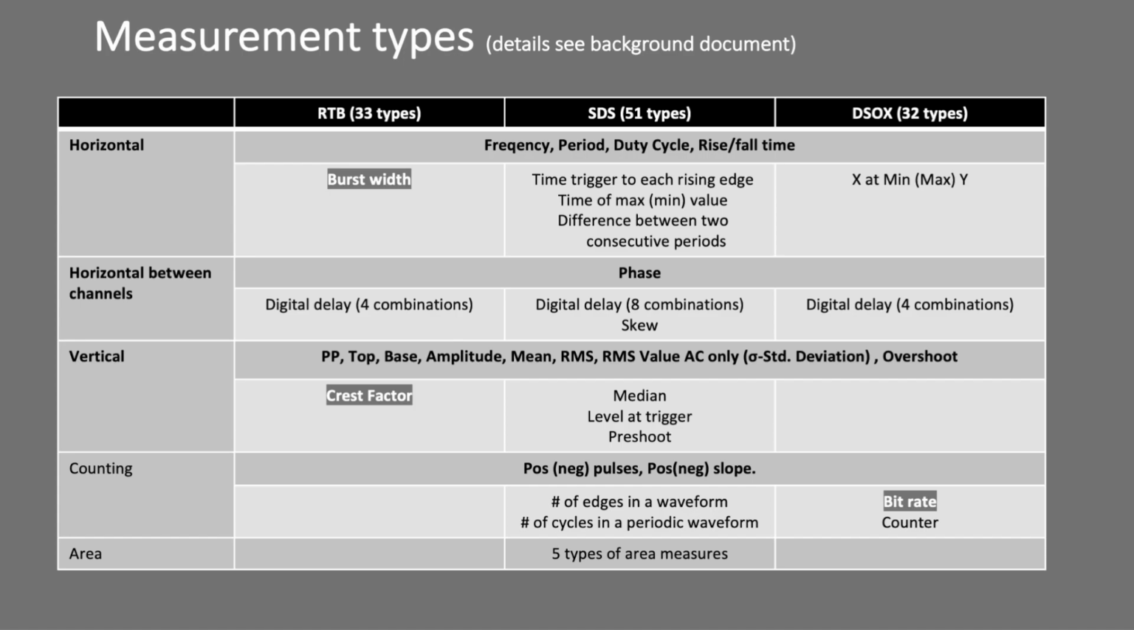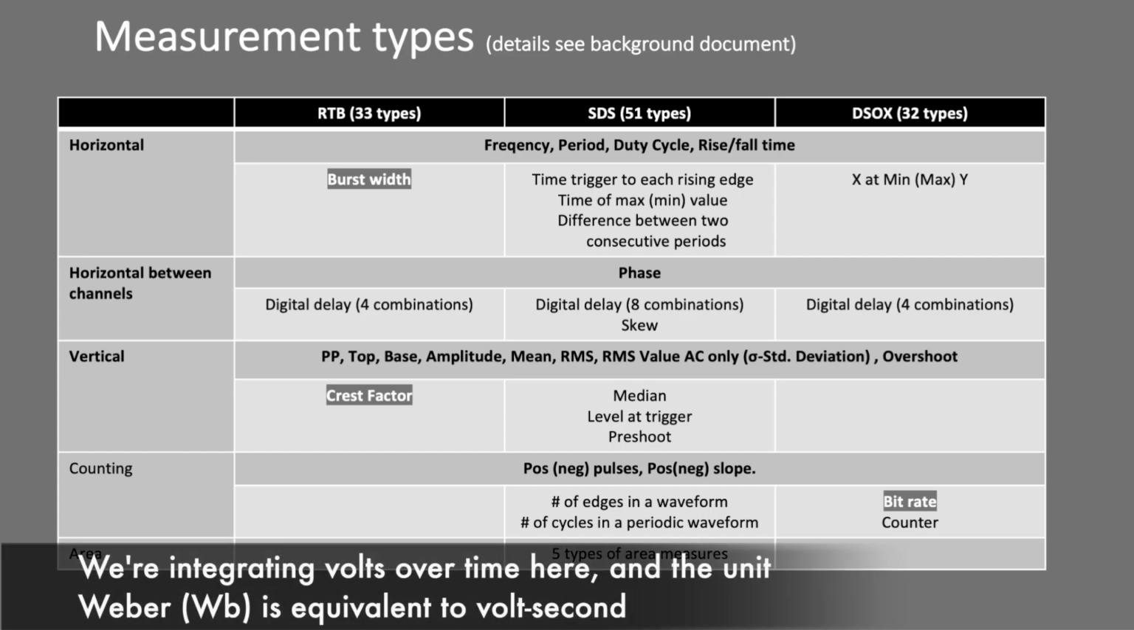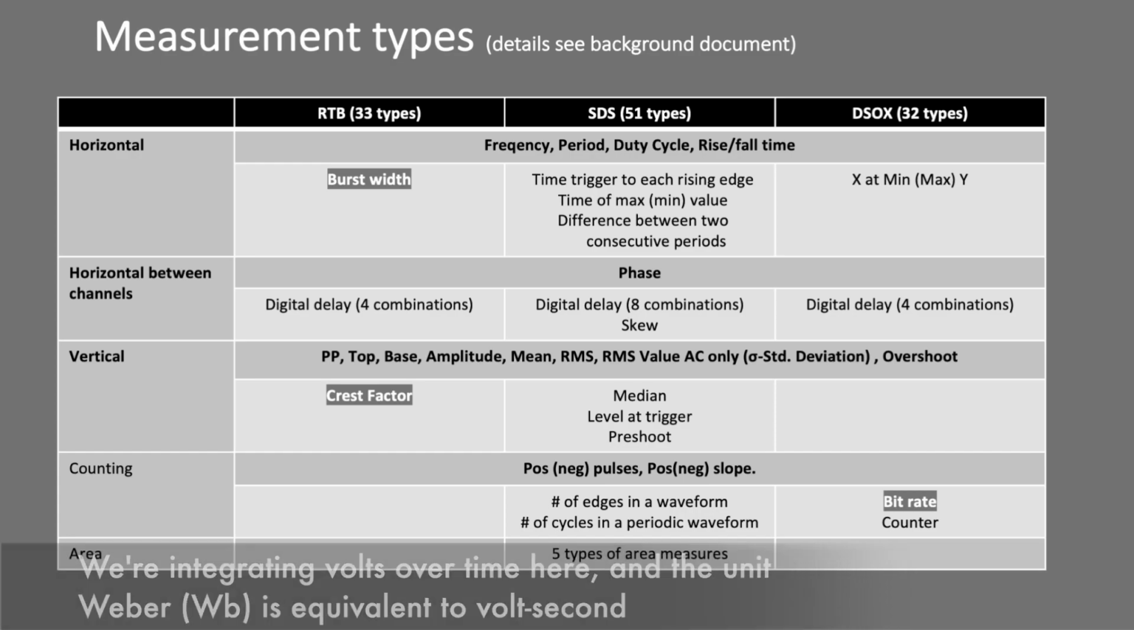There is counting. All the devices support counting of positive and negative pulses, and some of them go a little bit further in counting type of measures, including the Keysight that also offers a bit rate. And then the SDS is the only one that has an area type of measurement where surfaces are being calculated. And I think it is actually expressed in Weber. It's quite an interesting thing in itself, but you can find more information in the background document.